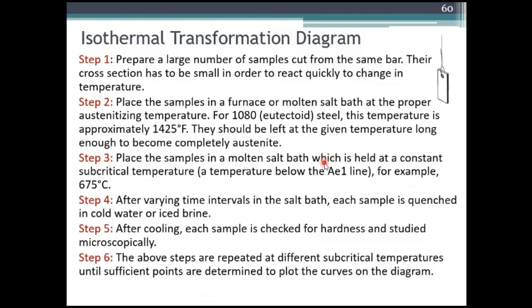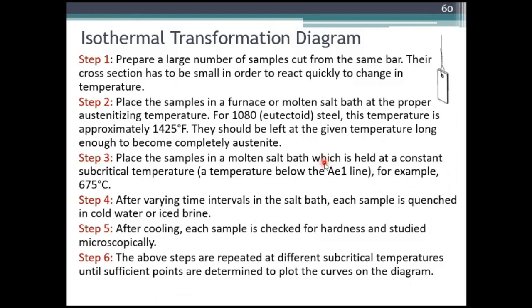Then, after varying the time interval in the salt bath, each sample will be quenched. Each sample will be subjected to cold water, forming an iced brine. After cooling, each sample will be checked for hardness and studied microscopically.